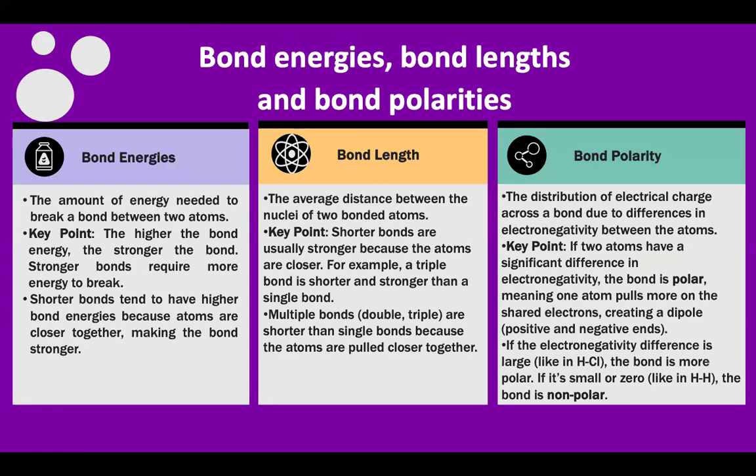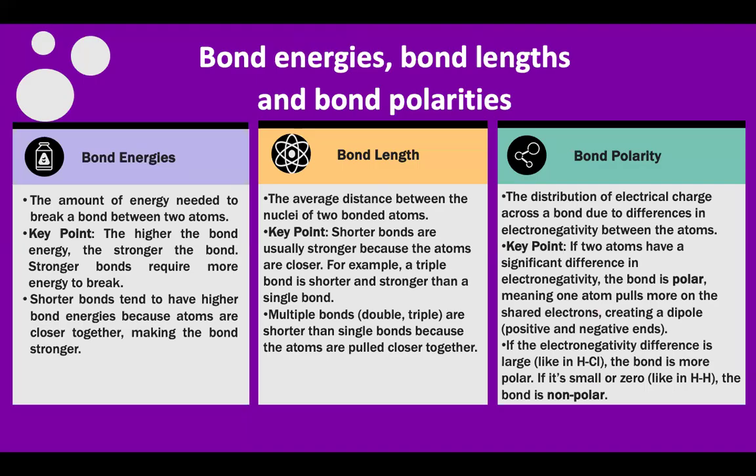Let's look into the bond energies, bond length, and bond polarities. Bond energy is the amount of energy needed to break a bond between 2 atoms. Key point: the higher the bond energy, the stronger the bond. Stronger bonds require more energy to break. Shorter bonds tend to have higher bond energy because atoms are closer together, making the bond stronger.